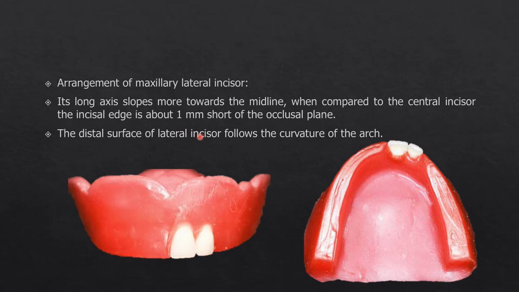The distal surface of the lateral incisor will follow the curvature of the arch, because we have to keep in mind that the anterior teeth will determine the curvature of the arch. So starting from the lateral incisor, the canine, their distal ends have to be tipped in such a way that they follow the curvature of the arch form, whether it is square, tapering or ovoid. So we can see the distal line angle of the maxillary lateral incisor is slightly tipped to follow the curvature of the maxillary arch.